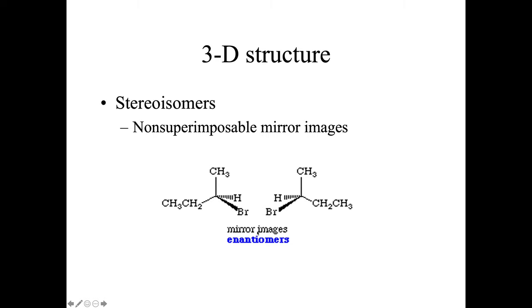This is also called chirality, C-H-I-R-A-L-I-T-Y, which is handedness. So if you right now take your hands, hold up your left hand and your right hand, and you superimpose them, so you put the palm side in the same place, your thumbs are on opposite sides. You put them so the thumbs and the fingers line up, but now you've got the palm on the top and the palm on the bottom. So those are what are called non-superimposable mirror images or stereoisomers.